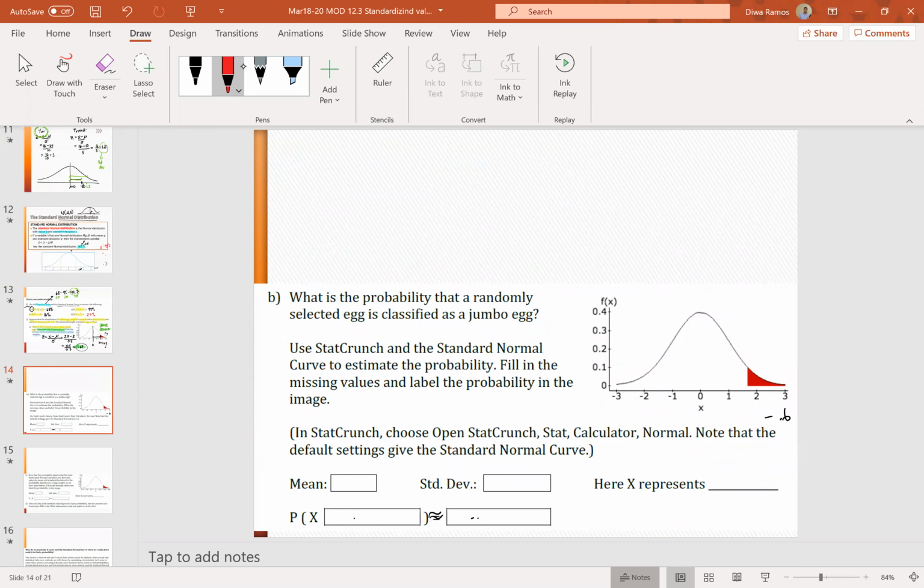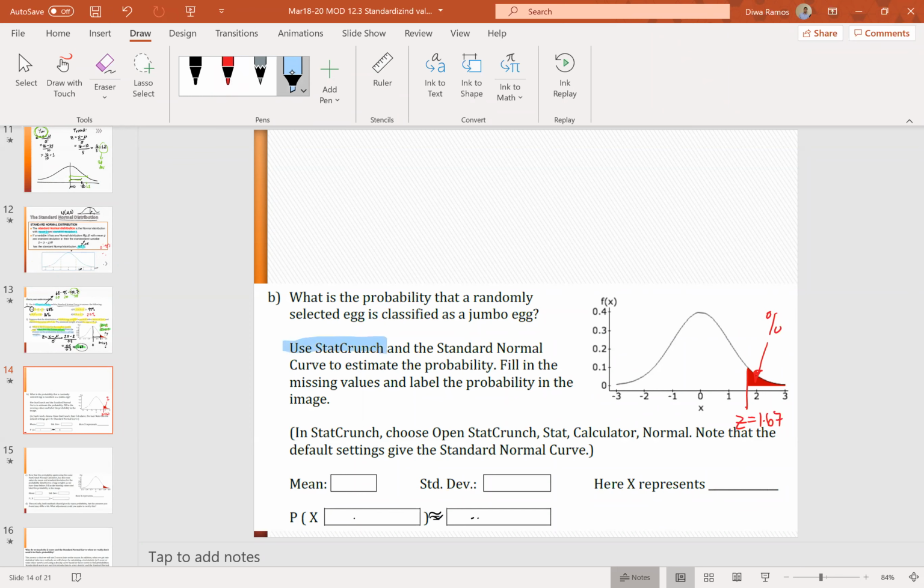Let's take a look at letter B. What is the probability that a randomly selected egg is classified as a jumbo egg? So we already knew the z-score there. We know that the z here is 1.67, but we don't know the percentage. We don't know how many percent of all the eggs collected by whoever's selling these eggs are considered jumbo in weight. So what do we need to do here?